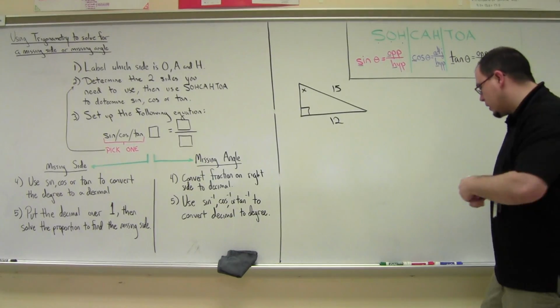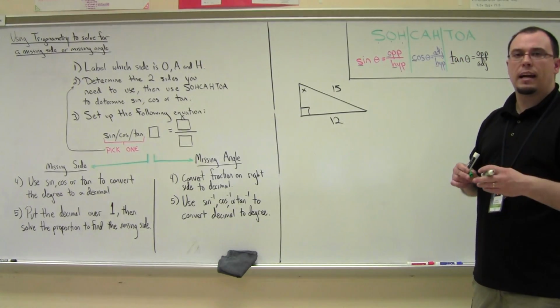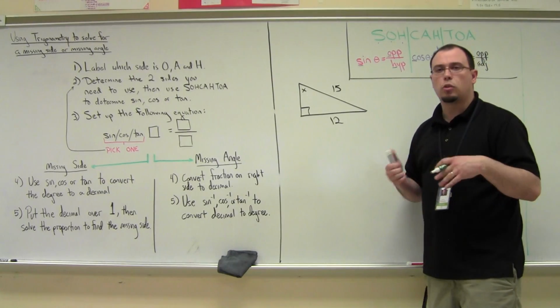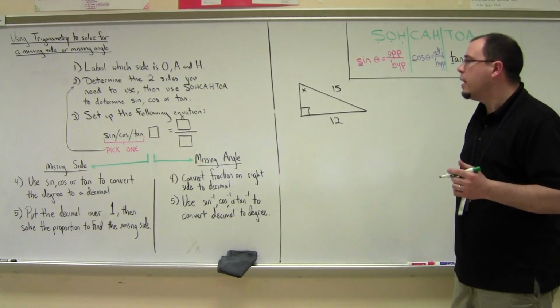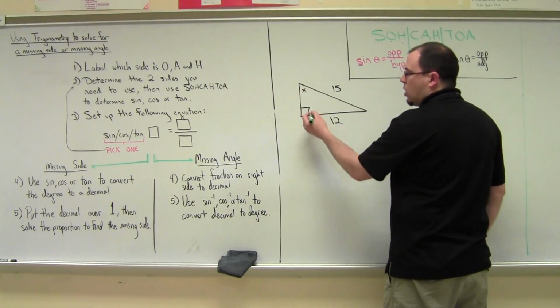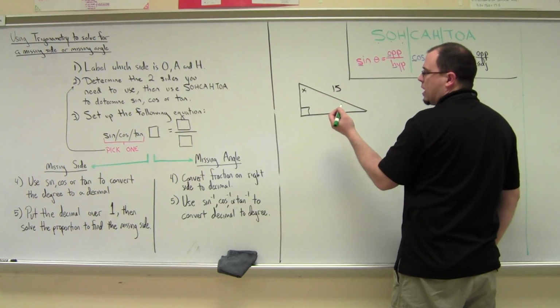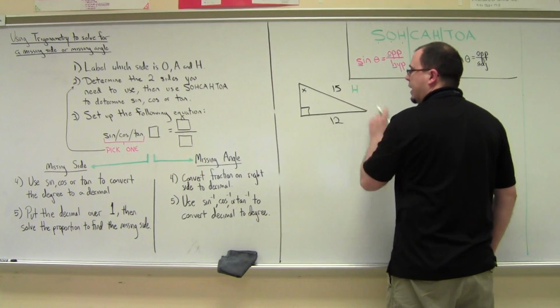What we're going to do is label all three of these sides. It doesn't matter if we know how big the side is or we don't. We want to label all three. Based on where this angle is, we know, first off, that this is going to be the hypotenuse. So I'm just going to label that H.